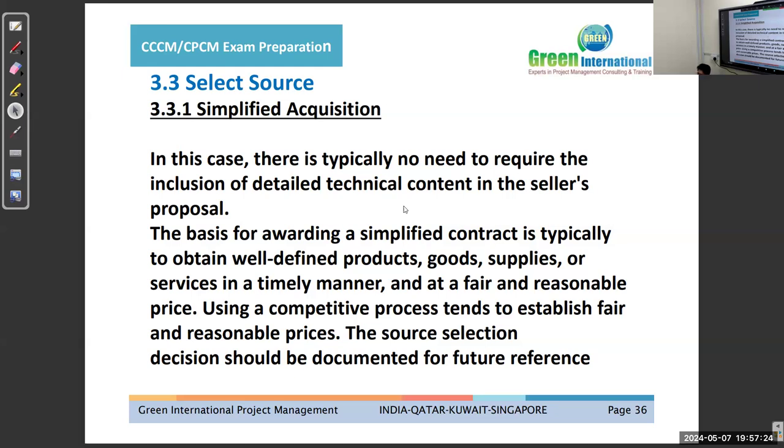In this case, there is typically no need to require the inclusion of detailed technical content in the seller's proposal. The basis for awarding a simplified contract is typically to obtain well-defined products, goods, supplies, or services in a timely manner at a fair, reasonable price. Using a competitive process tends to establish fair and reasonable prices. The source selection decision should be documented for future reference.